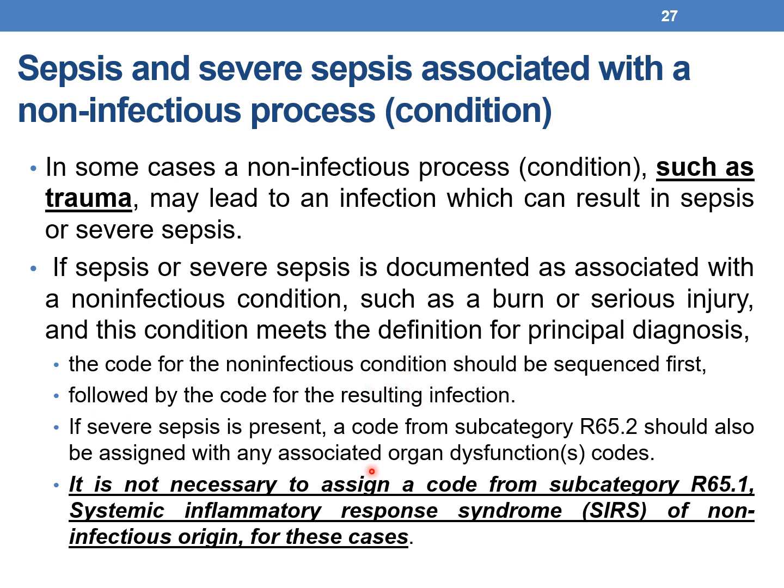And if severe sepsis is present, a code from the subcategory R65.20 should also be assigned with any associated organ dysfunction. And an important point is that it is not necessary to assign a code from subcategory R65.1, which is nothing but systemic inflammatory response syndrome of non-infectious origin, for these cases.